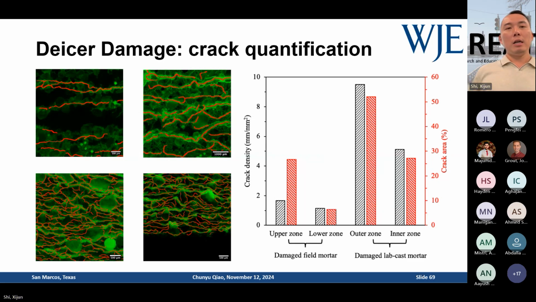You can see that in the region near the top surface, you have more damage. We call that the upper zone or outer zone, versus the lower zone or inner zone. You have more cracks, a higher crack density, and a higher cracking area in the upper zone or outer zone, which has the most freeze-thaw damage, because water or de-icer ingress follows diffusion or transport from outer to inner. So of course, the more outer your location is, the more damage you will get, and you can quantify it by using some basic image analysis here.